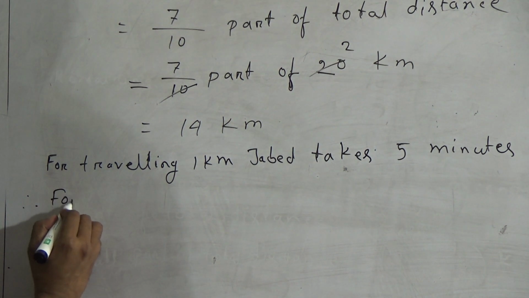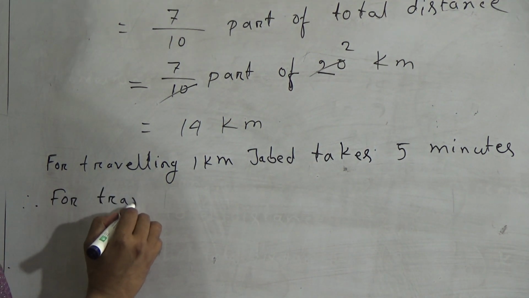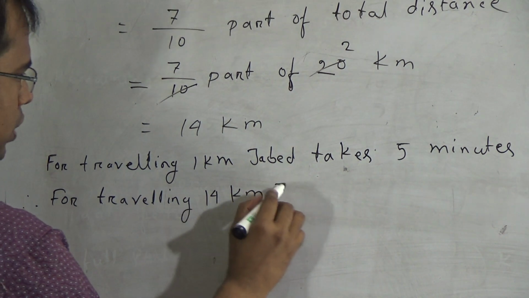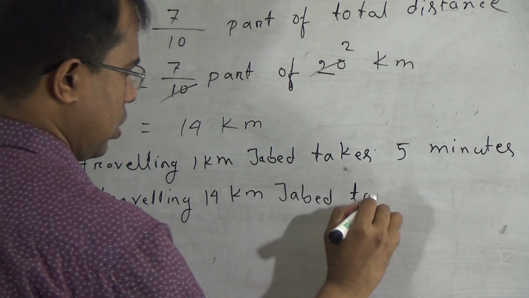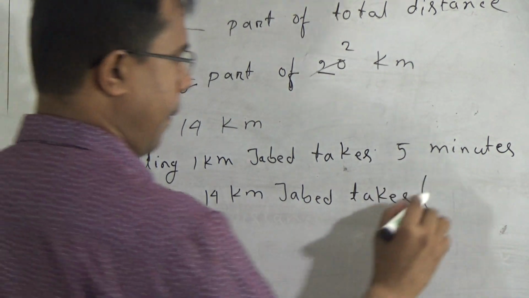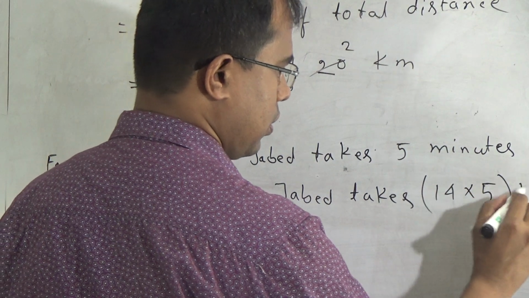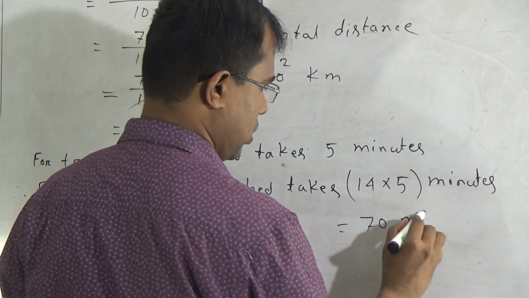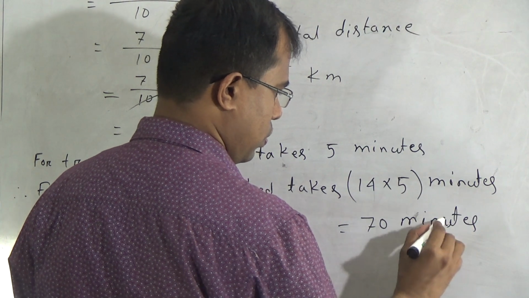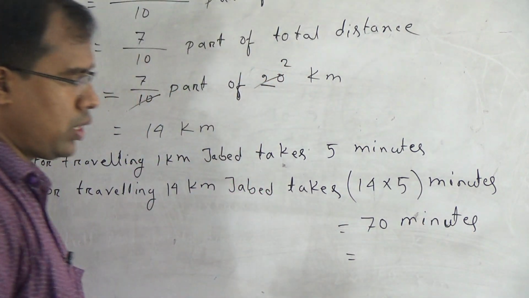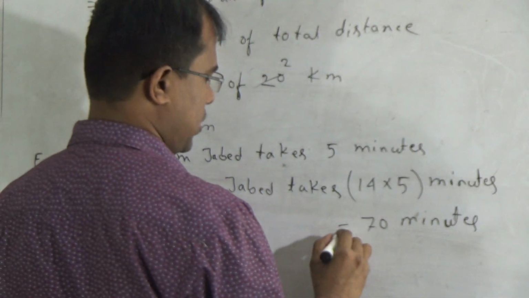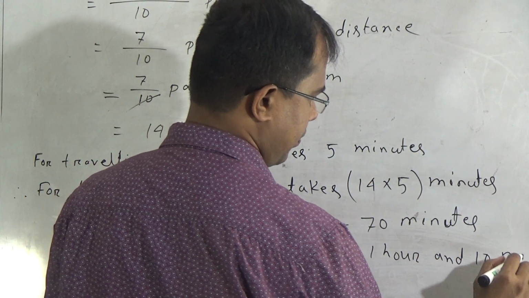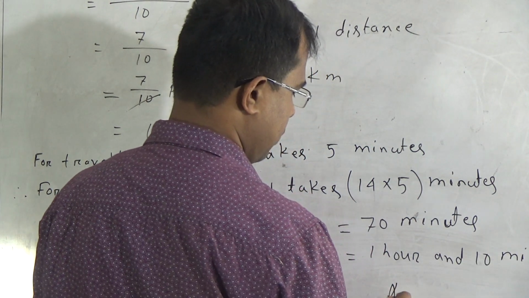Therefore, for traveling 14 kilometer, Javed takes 14 multiplication 5 minutes, and this is equal to 14 5s are 70 minutes. 70 minutes, we know that 60 minutes is equal to 1 hour and another 10 minutes will remain, so it will be 1 hour and 10 minutes. 70 minutes is equal to 1 hour and 10 minutes. This is the answer of C number.